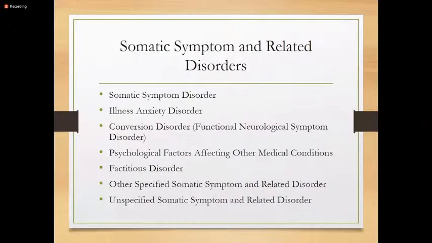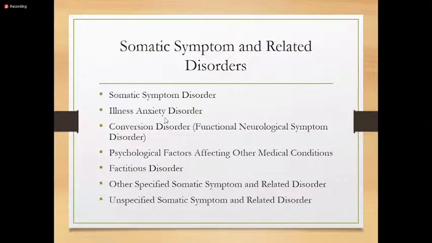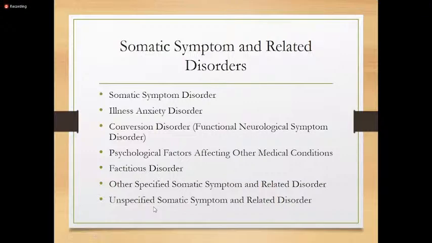Then you have your somatic symptom and related disorder. That is disorders which have an element of somatization. And something that we used to call hypochondriasis, you will not see it in DSM-5 because it's now called illness anxiety disorder. Conversion disorder, which is also called functional neurological symptom disorder, because it usually must have a neurological symptom, paralysis, blindness, I don't know what. Psychological factors affecting other medical conditions. Then there's the interesting ones, the factitious ones.